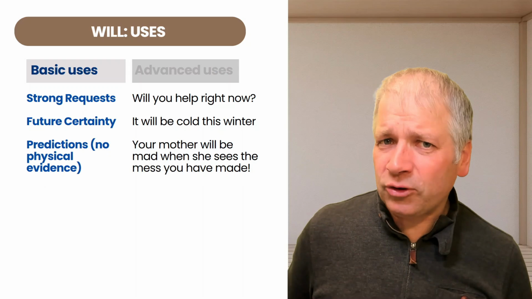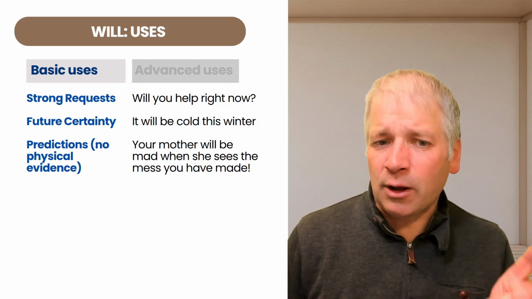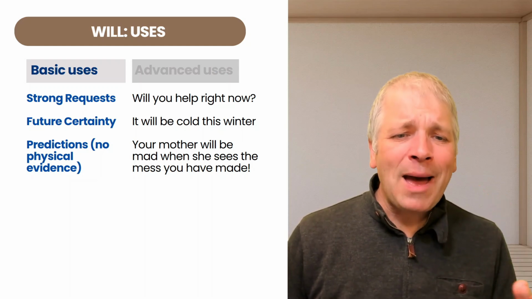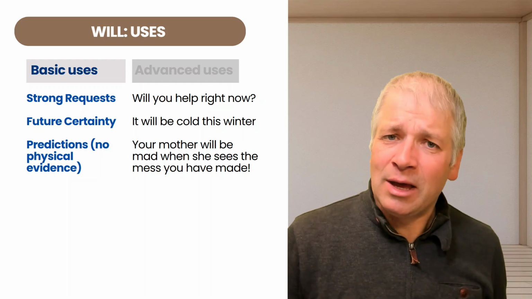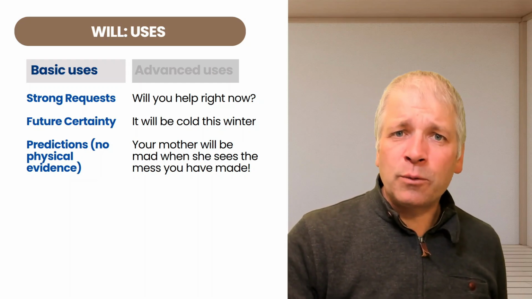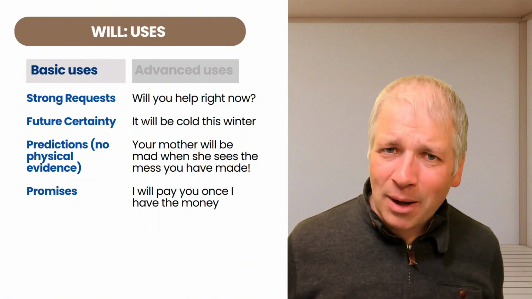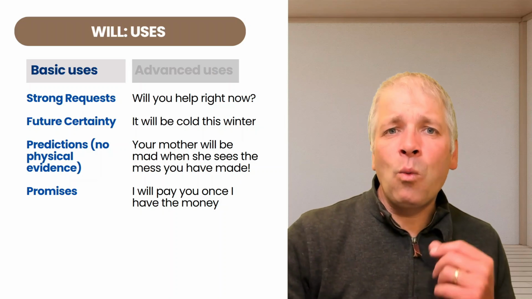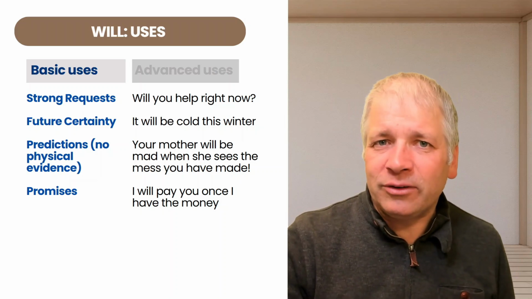And we'll see that's important in a bit, because if you do have physical evidence, you have to use another word. So your mother will be mad when she sees the mess you have made. You haven't got evidence that the mother will be mad. You're just thinking it. So use will. For promises, I will pay you once I have the money. Promises go with will. It's kind of suggesting that there's certainty about it.